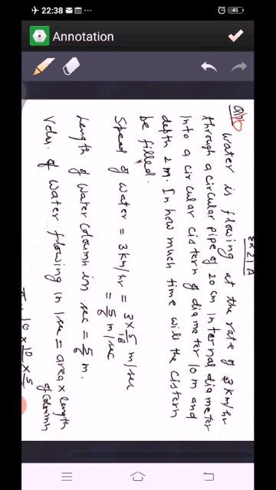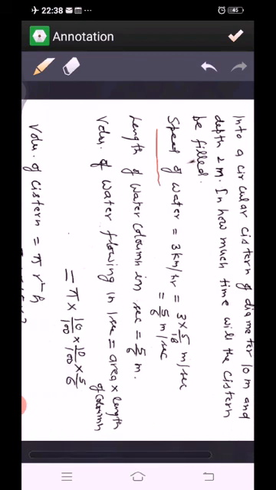So let's see. Speed of water given is 3 km per hour. So we change it into meter per second, multiplied by 5 upon 18. We get 5 upon 6 meter per second. It means 5 upon 6 meter length of water is flowing through the pipe in 1 second. So the length of water column in the pipe in 1 second is 5 upon 6 meter.